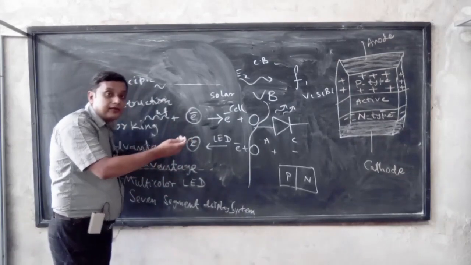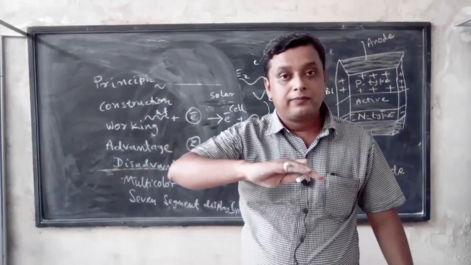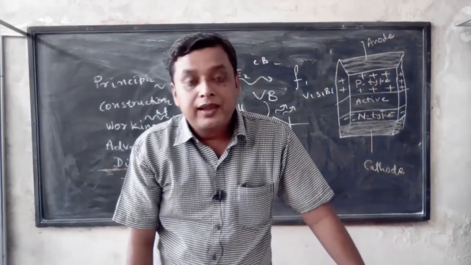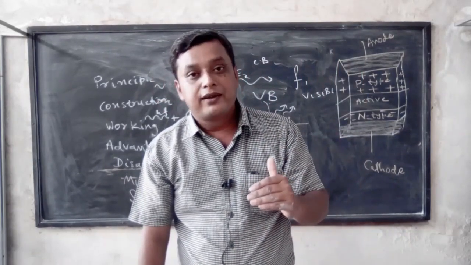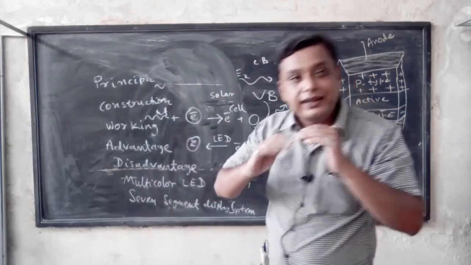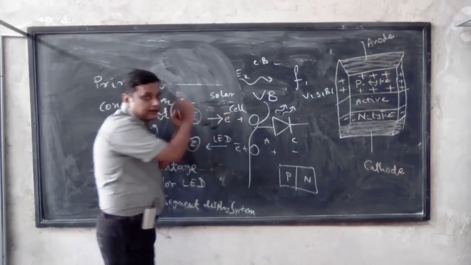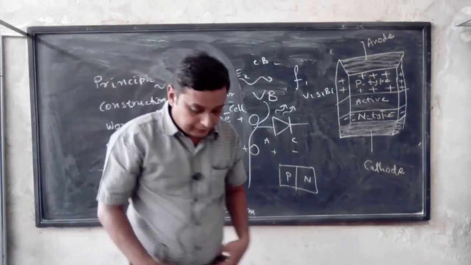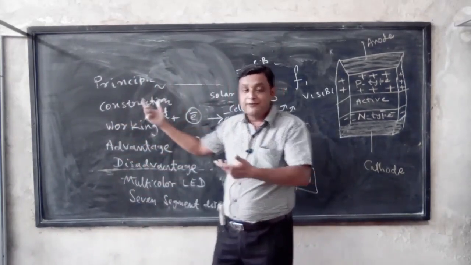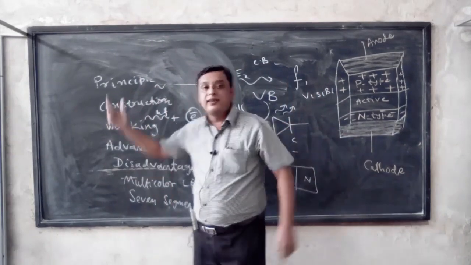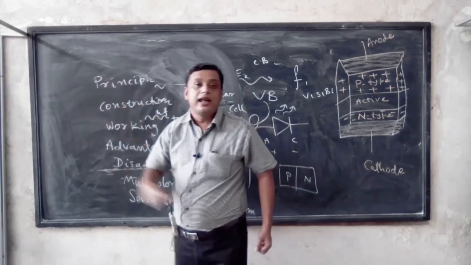So what happens? Electrons make a transition from a higher energy level to a lower energy level. As we know, if an electron makes a transition from the conduction band to the valence band, energy will be released. So this is an LED, and this one is a solar cell. In the exam, the answer on the basic principle of the LED and the basic principle of the solar cell should be like this.